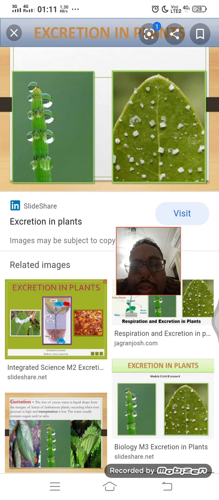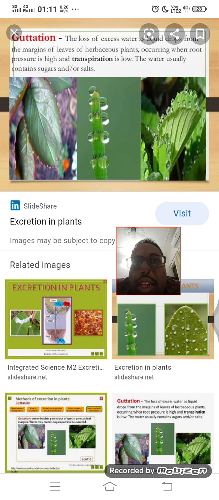Apart from that, very recently I read an article about a process known as guttation. Guttation, the best example for that: sometimes when you walk through the field, you can see that water droplets are present at the tip of the leaf. You can see there. That means drop by drop water is present on the margins of the leaf, and this particular process is known as guttation.